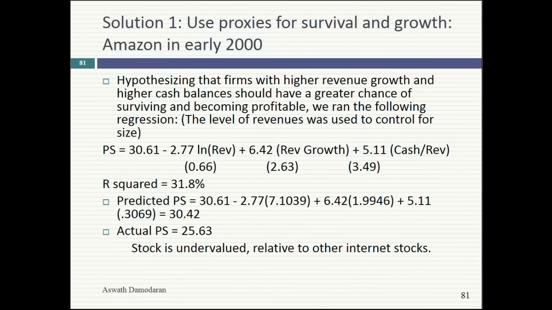So what I did was plug in Amazon's revenues, revenue growth, 199% was their growth rate in the previous year, and their cash ratio. And what I got as a predicted price to sales ratio was 30.42. The stock was actually trading at 25.6 times revenues. Since January 2000, I could have given you entirely contradictory messages. On an intrinsic value standpoint, I'm going to say don't touch the stock. It's massively overpriced. But then I could turn around and say, but it's also cheap relative to other dot-com companies. And a year later, both those conclusions would have been confirmed.